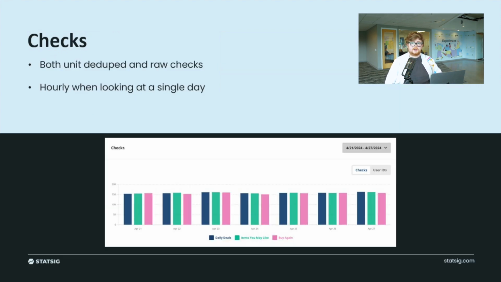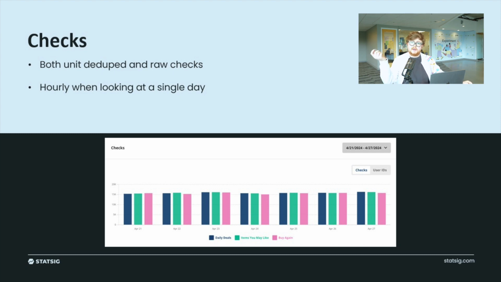The check section is pretty straightforward. It really is just showing you, hey, you checked this experiment this many times. We do break it out by group. And then the cool toggle that you can do here is, it starts out on checks, just how many times it was checked. You can toggle over to the unit of the experiment to see how many unique units of that experiment checked it.